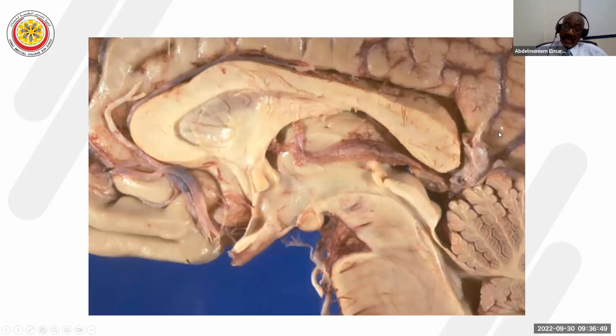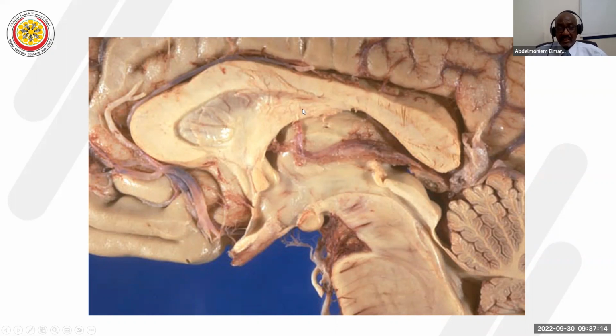Now, this is a higher magnification of a soft tissue, a very important view. You can now very clearly see the septum pellucidum. You can see the roof, which is the corpus callosum. You can see the interventricular foramen very clearly, and you can see the extension of the choroid plexus from the lateral ventricle into the third ventricle.